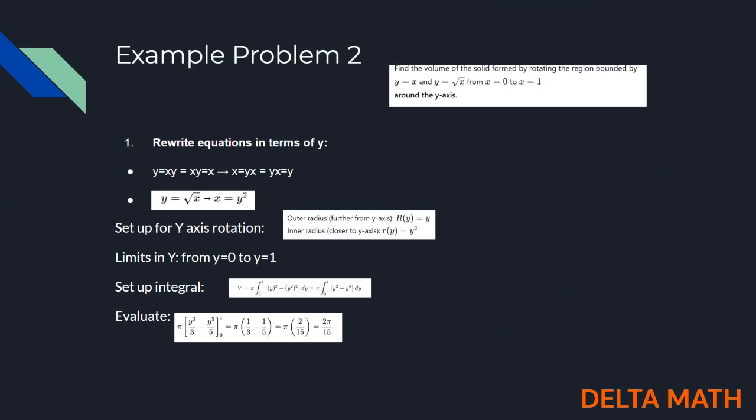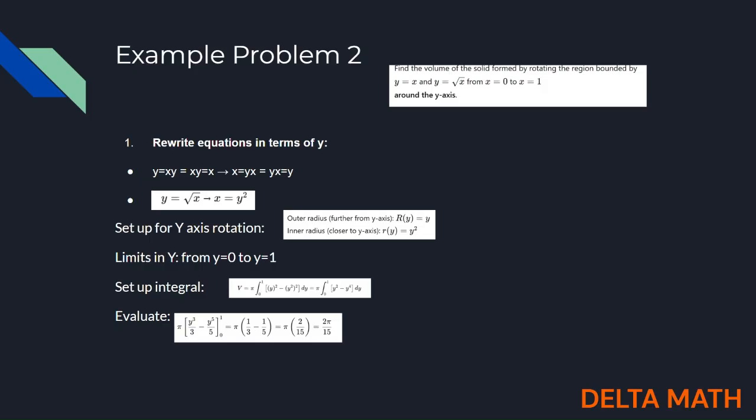Let's try another example, this time rotating around the y-axis. We're rotating the region bounded by y equals x and y equals square root of x from x equals 0 to x equals 1 around the y-axis. Since we're rotating around the y-axis, we need to rewrite our functions in terms of y. For y equals x, we solve to get x equals y. For y equals square root of x, we square both sides to get x equals y squared.